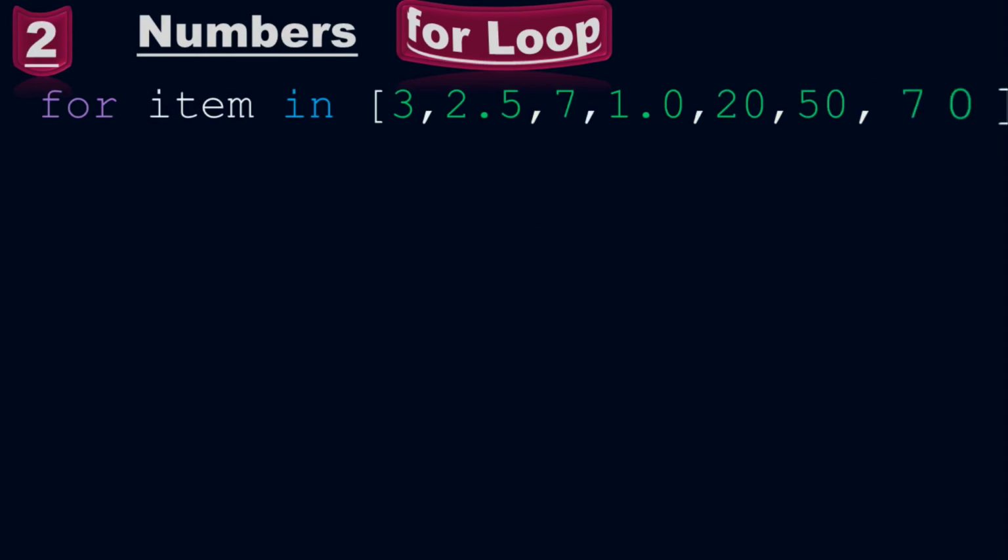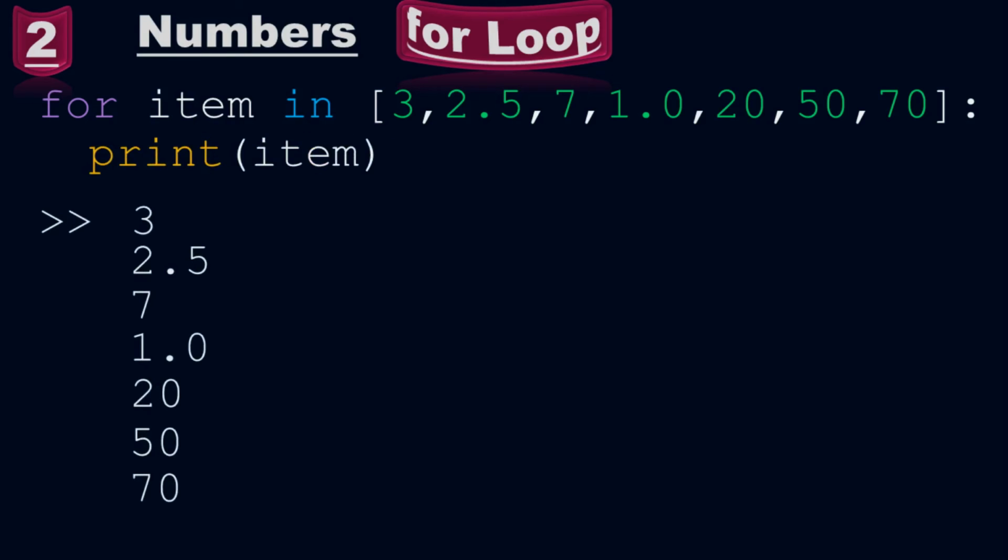Example number 2. For item in 3, 2.5, 7, 1.0, 20, 50, 70, print item. You will get this output: 3, 2.5, 7, 1.0, 20, 50, 70. If you remember, last time we used number. It is just the name. Whether you use number or item or A or B or C or D, whatever you put, it is simply the name of these items. So this item is the representation of all these numbers: item 1, item 2, item 3, item 4 and so on.